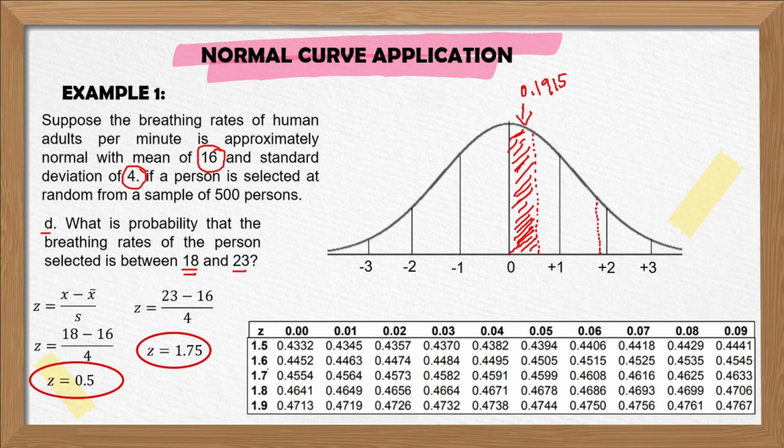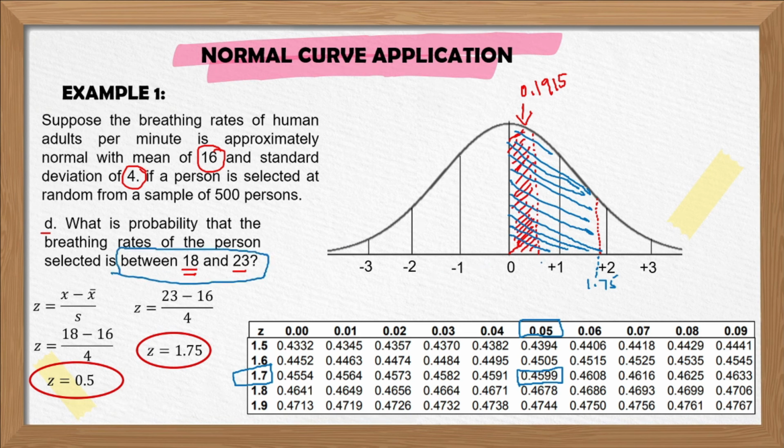Now, let us get the area of 1.75. So, let us mark this 1.7 and 0.05. So, that makes up 1.75. So, the area is 0.4599. That means from 0 to 1.75, ang area niya ay 0.4599. Let us shade. Mapapansin nyo, mag-overlap yung area ng 0.5 at 1.75. Okay. So, question, what is the probability that the breathing rate of the person selected is between 18 and 23? So, it is also between 0.5 and 1.75.